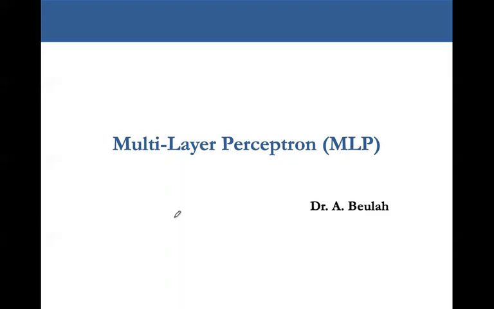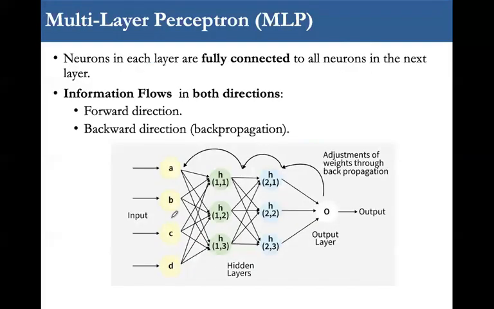Welcome back. In this video, we'll learn about multi-layer perceptron in detail. A multi-layer perceptron consists of one input layer, one output layer, and one or more hidden layers. Here, neurons in each layer are fully connected to all neurons in the next layer. You can see here, A is connected to all neurons in the next layer.